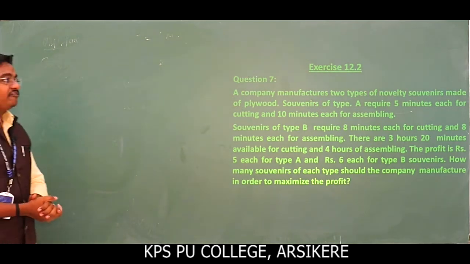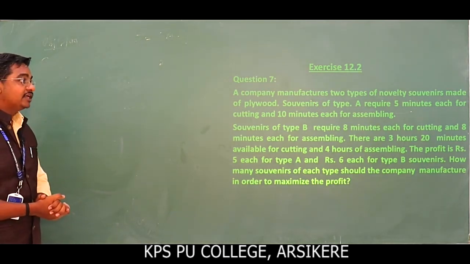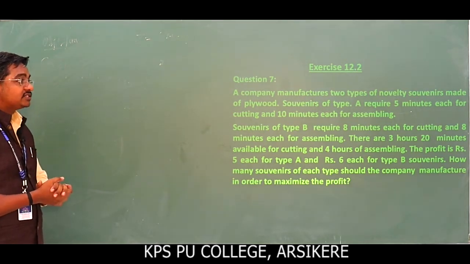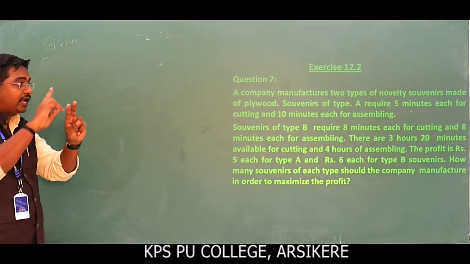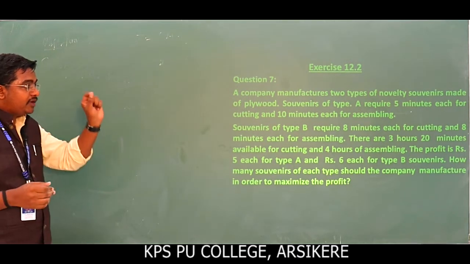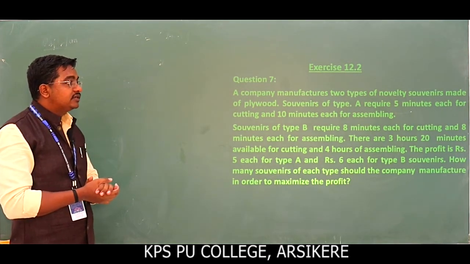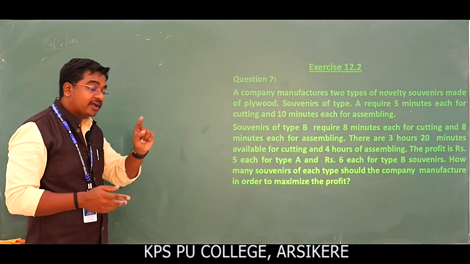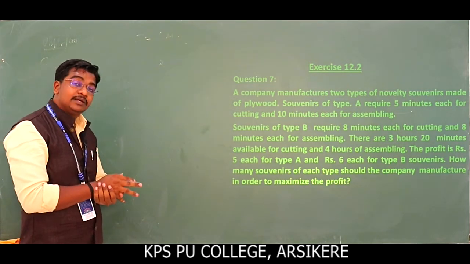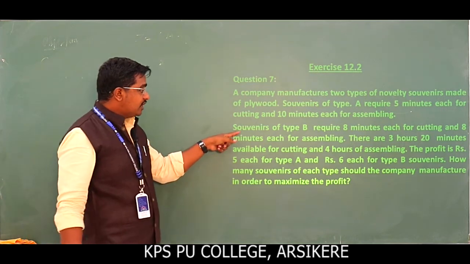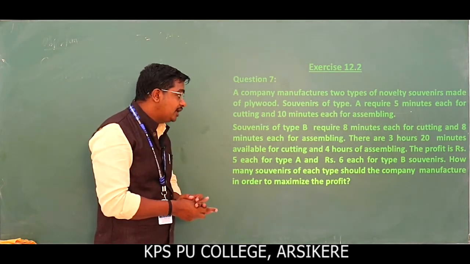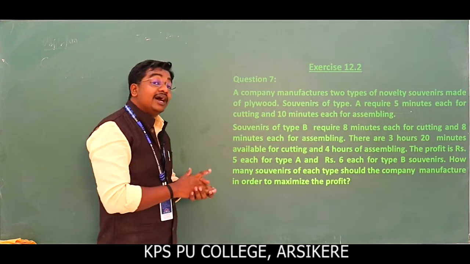A company manufactures 2 types of novelty items. One is made of plywood. One is of type A. Here we are given type A and type B. Type A requires 5 minutes each for cutting and 10 minutes each for assembling. Type B requires 8 minutes each for cutting and 8 minutes each for assembling.